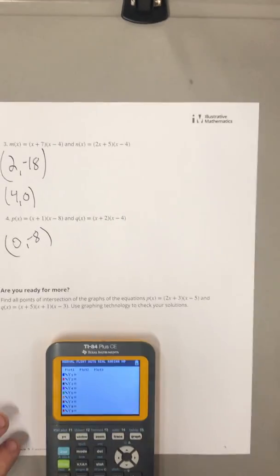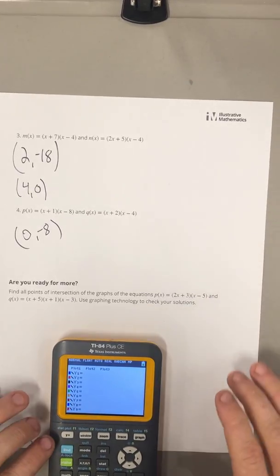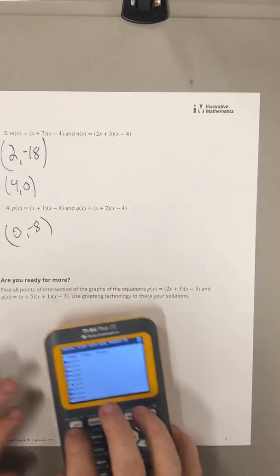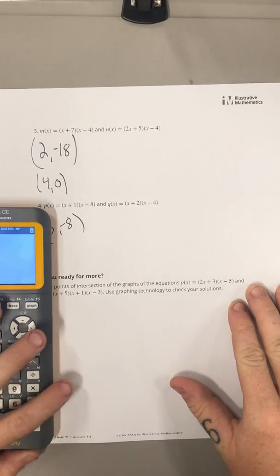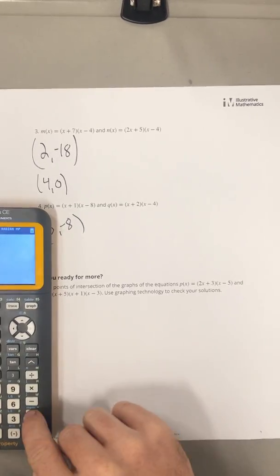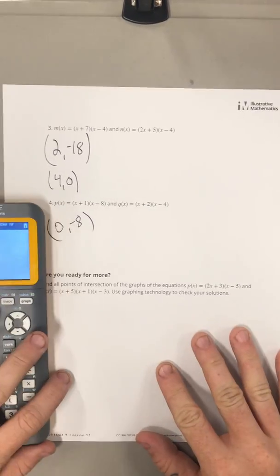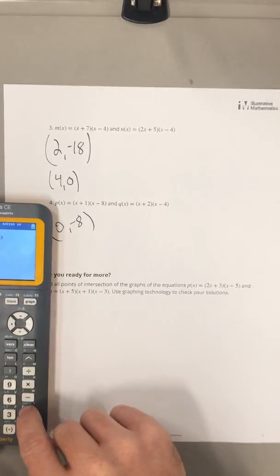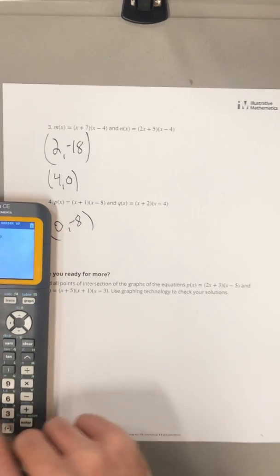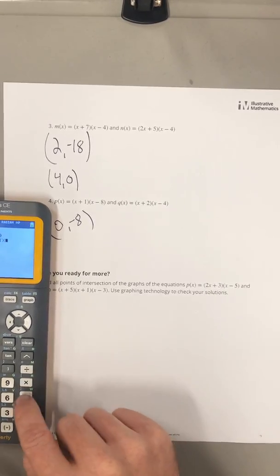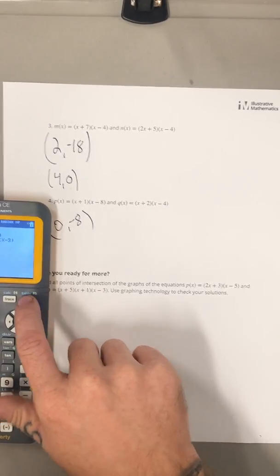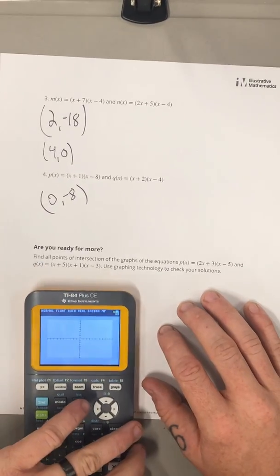Okay, assuming that this is you after you pause the video to try it, I'm gonna type in both equations. So I got 2x plus 3 and x minus 5. And then I got x plus 5, x plus 1, and x minus 3. Graph it, see what we got.